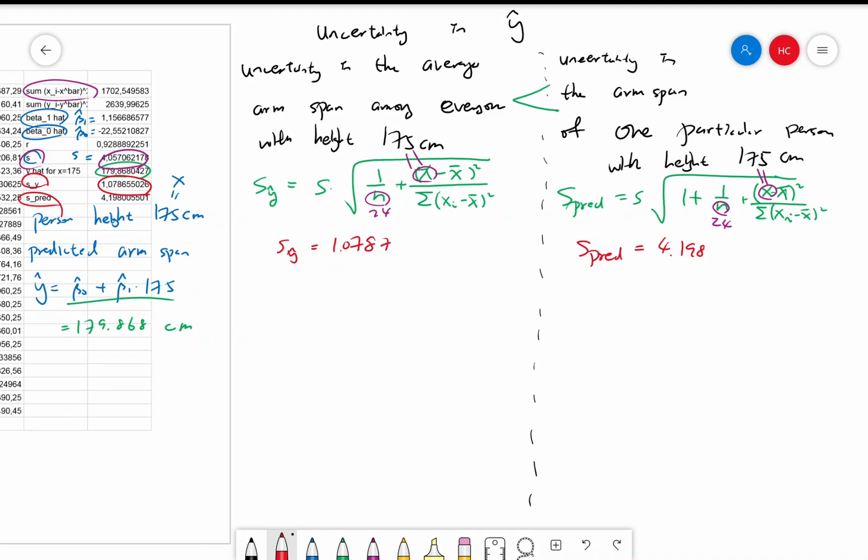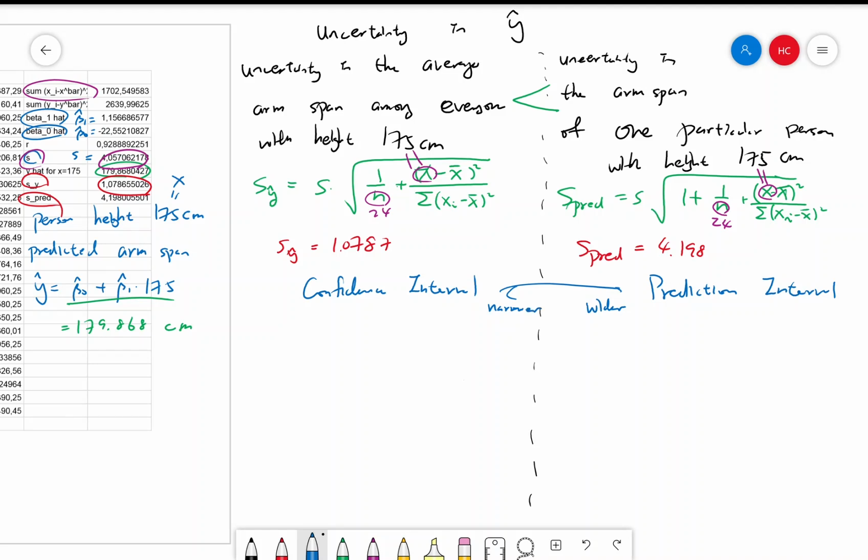We can use these two uncertainties to create intervals. The interval created using the one on the left is called the confidence interval, which we are familiar with. The interval created with the one on the right is called the prediction interval. Because the uncertainty on the right is bigger, the prediction interval is wider than the confidence interval. If you compare the two, this is wider and this is narrower.